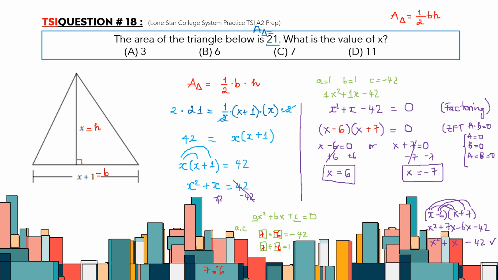Looking at the answer choices, we have to eliminate this answer because x is a length. The length is never negative. It's non-negative. It can be 0, but it cannot be negative. And the answer is x equals 6. When we look at the answer choices, we see that B should be our answer right here.